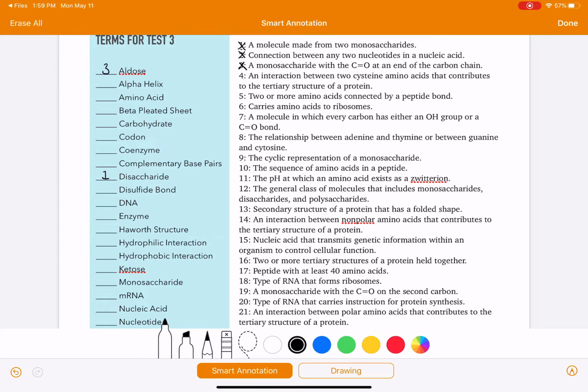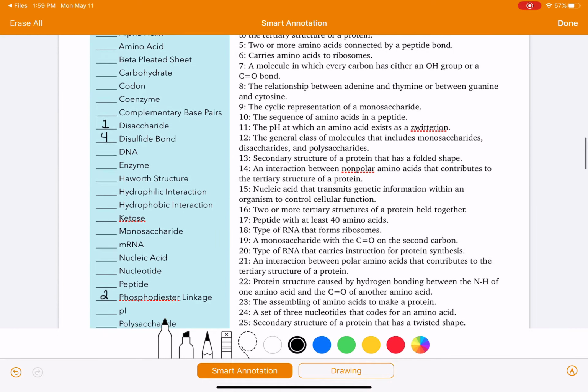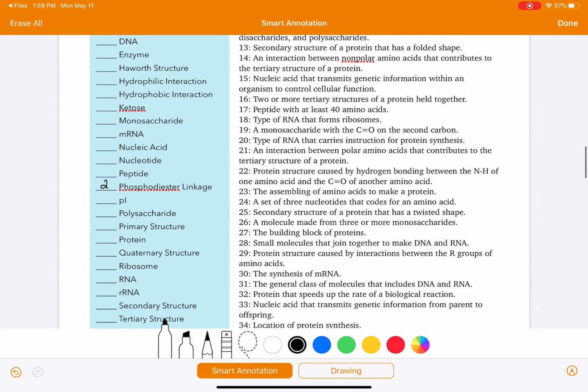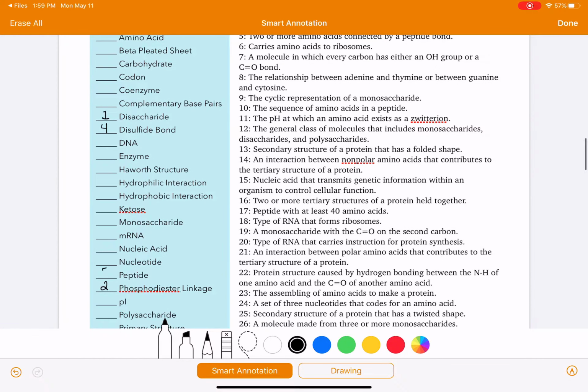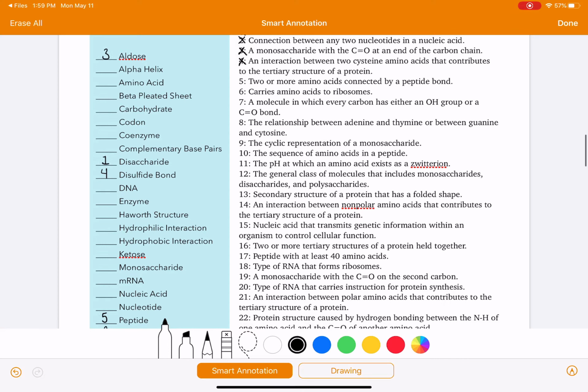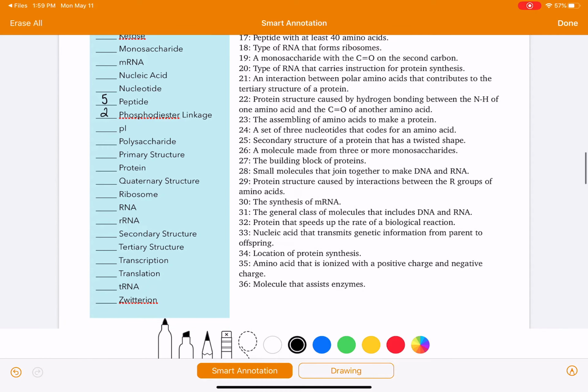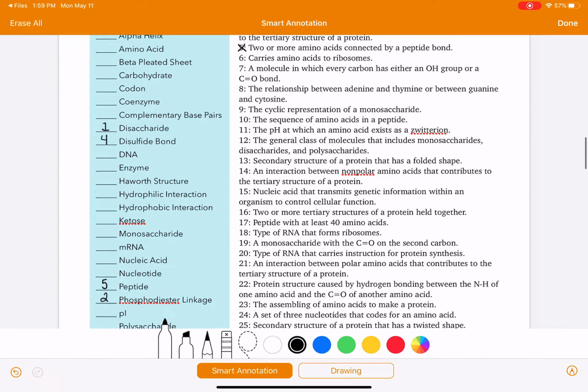An interaction between 2 cysteine amino acids, that is the disulfide bridge or a disulfide bond. 2 or more amino acids connected by a peptide bond, that would be a peptide. And we don't call it a protein until we have a whole bunch. What carries amino acids to the ribosomes? That's tRNA, so that's number 6.